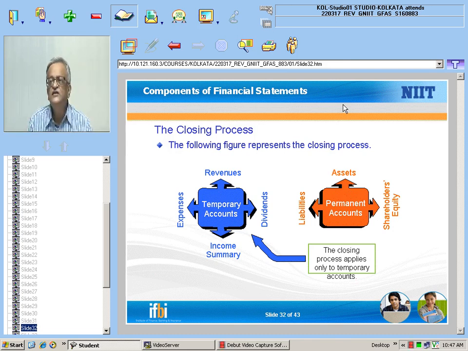And next you can see the permanent accounts. Permanent accounts are of three types: assets, liabilities, shareholders' equity. That's it.